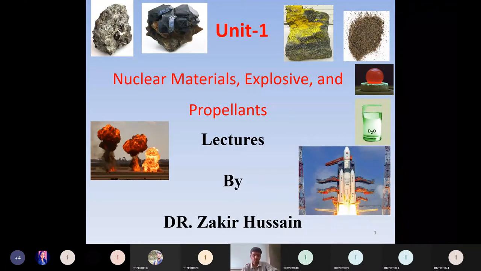So almost this unit has been completed, and a couple of topics are left. The topics which are left are the nuclear propulsion system, a small topic, and the last one, high energy chemicals. Today we will try to see both of these topics.